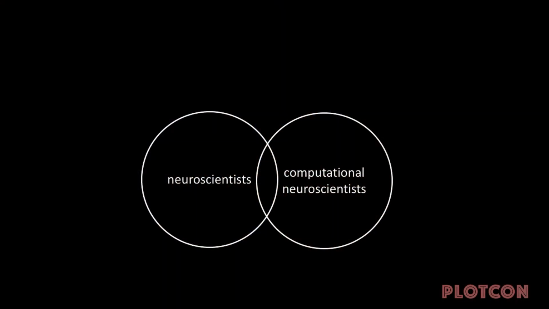So people often show plots like this when it comes to scientific disciplines. You have the neuroscientists on the left and you have the computational neuroscientists on the right. And all the neuroscientists ask the computational neuroscientists how the hell they're supposed to analyze their data.